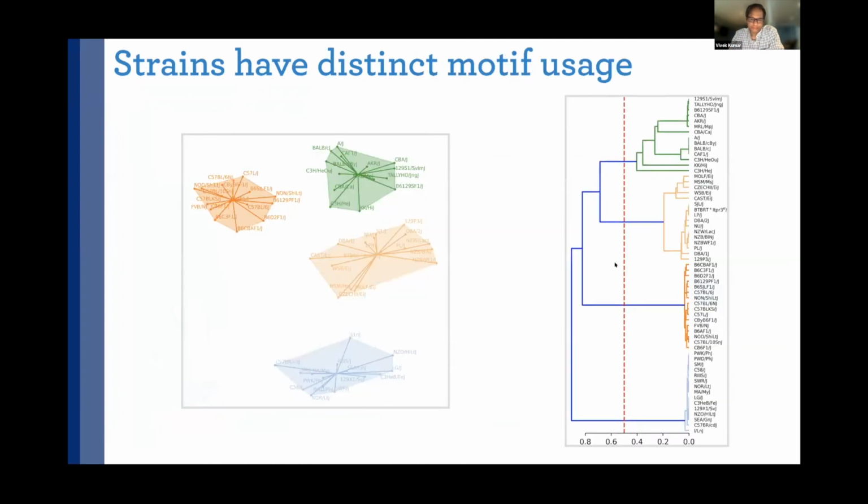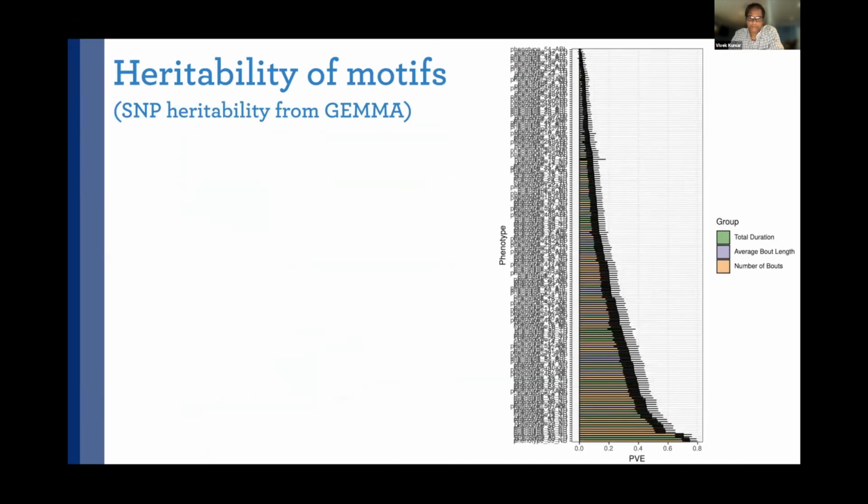And not surprisingly, we can partition or cluster mouse strains purely based on their behavior. This told us obviously that these behaviors are heritable. We calculated SNP heritability coming out of GEMMA, and some of the motifs are highly heritable. We're reaching 0.7, 0.8 in heritability. But you notice about half of the motifs have heritability of less than 0.2.